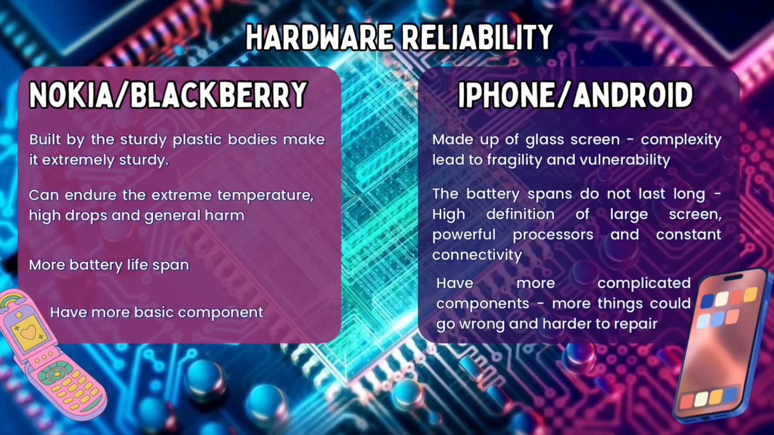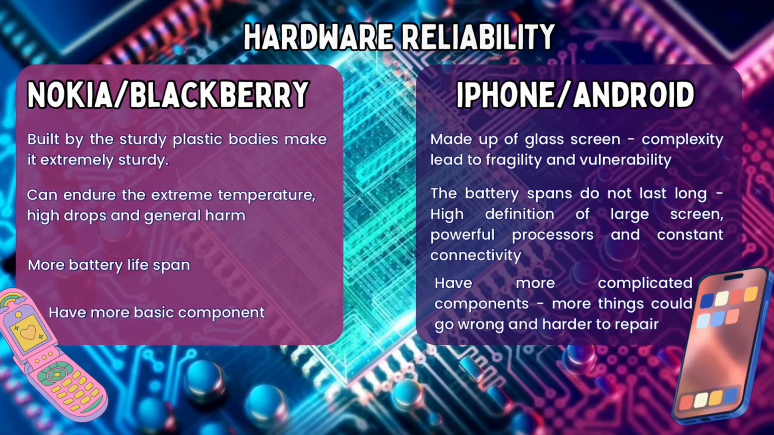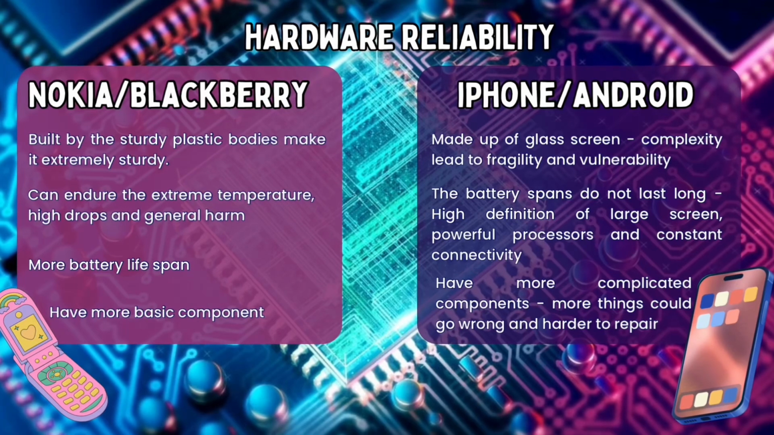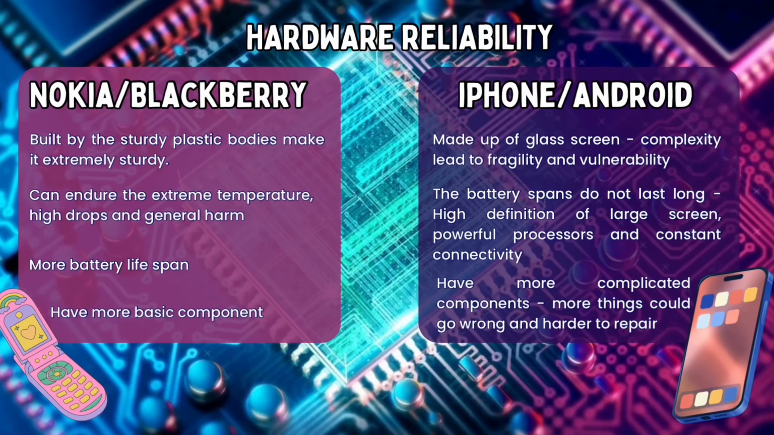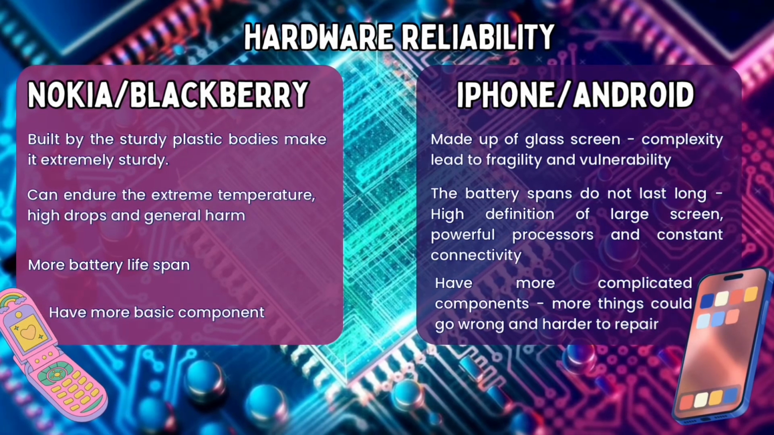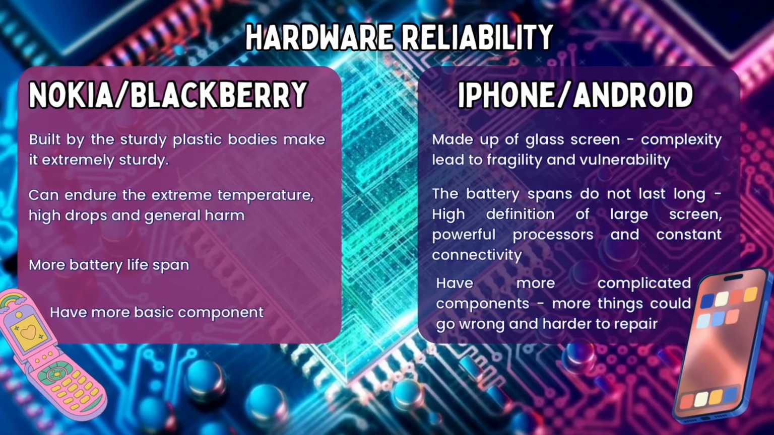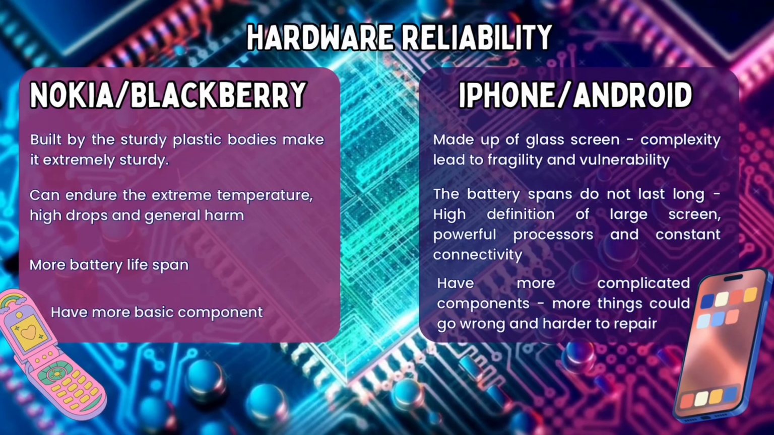For example, these phones are easily cracked and bent because they are thin and made up of glass screens. Then the battery lifespan does not last long due to the high definition of the large screen, powerful processor, and constant connectivity such as Wi-Fi and mobile data. The average smartphone battery could only last within a day with minimum usage, and required recharging twice or more when heavily used. As smartphones contain a lot of components, there are more things that could go wrong, and it is harder to repair due to the tightly packed internal components.